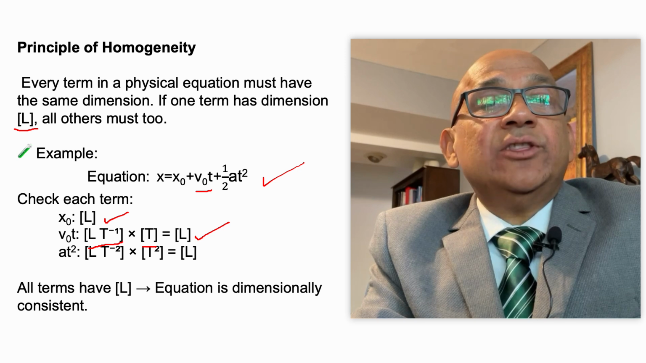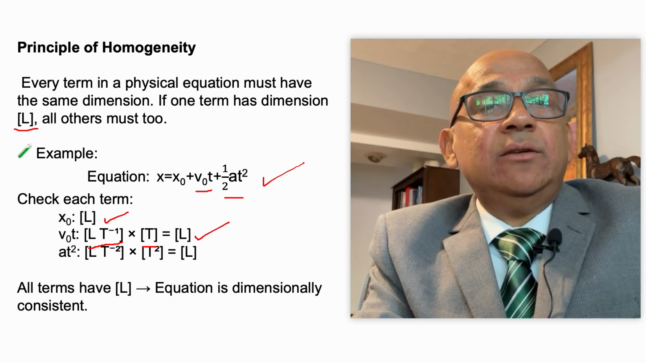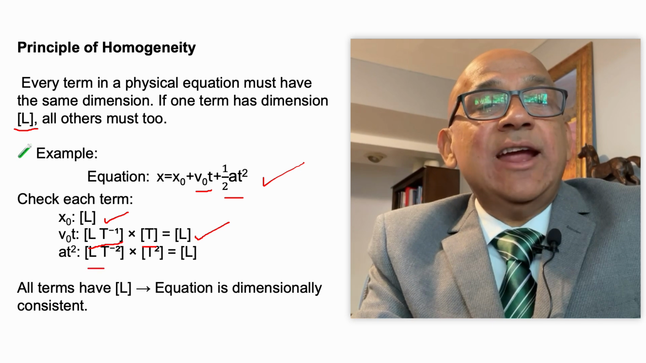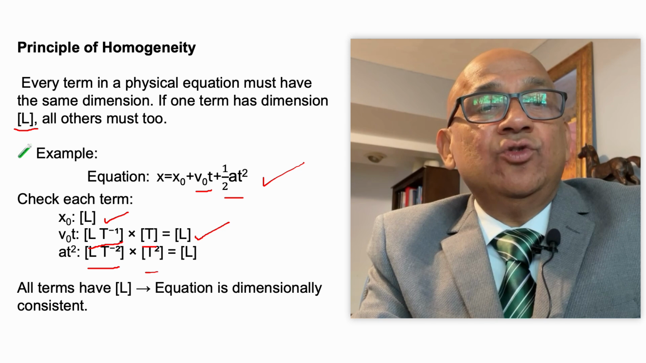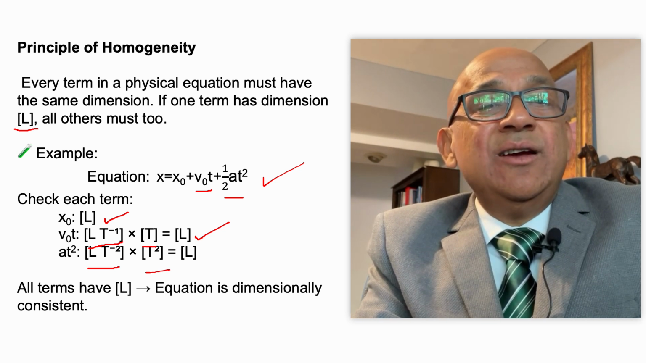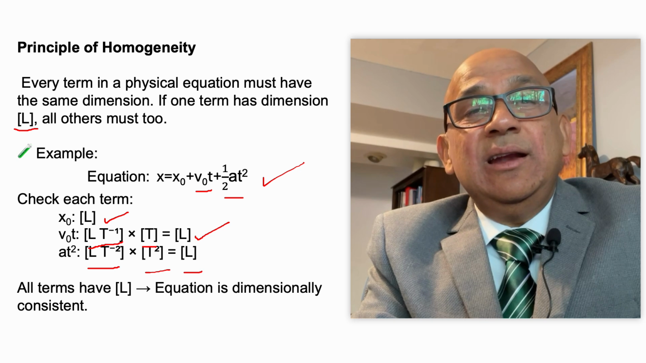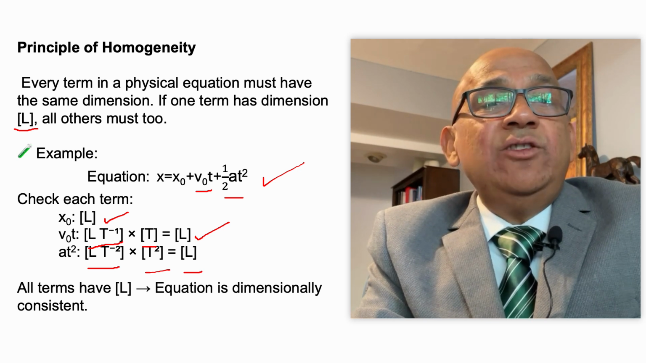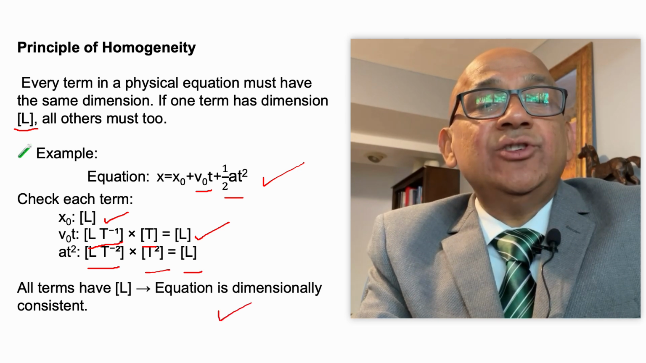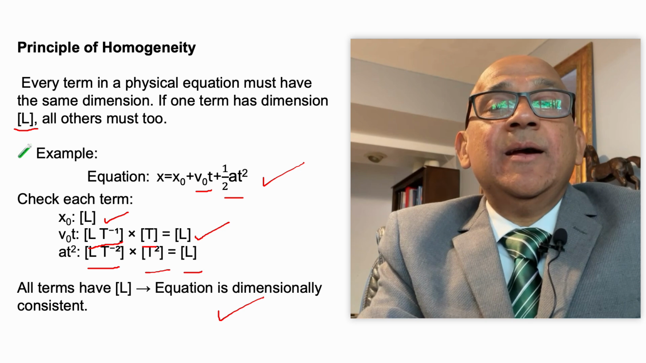Now, looking into the third term, half a t square. a is the acceleration, so it has a dimension of L T minus 2, and t square has a dimension of T square. So, if you combine all these things together, you come up with length L. So, we see all terms here have the same dimension L. So, this equation is dimensionally consistent.